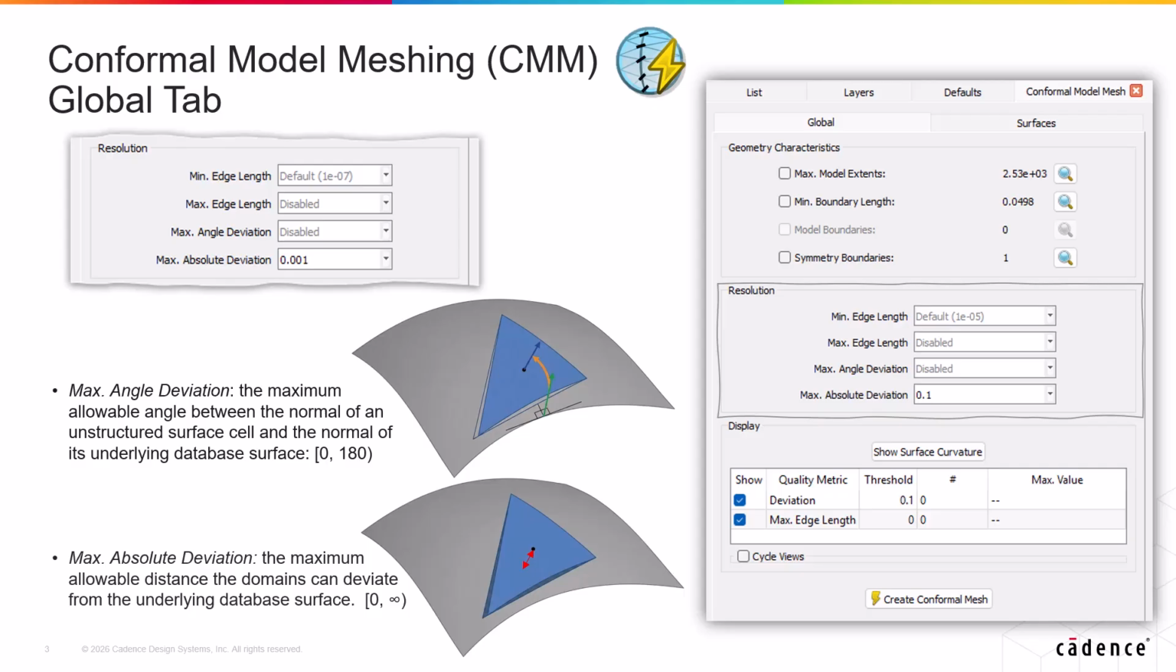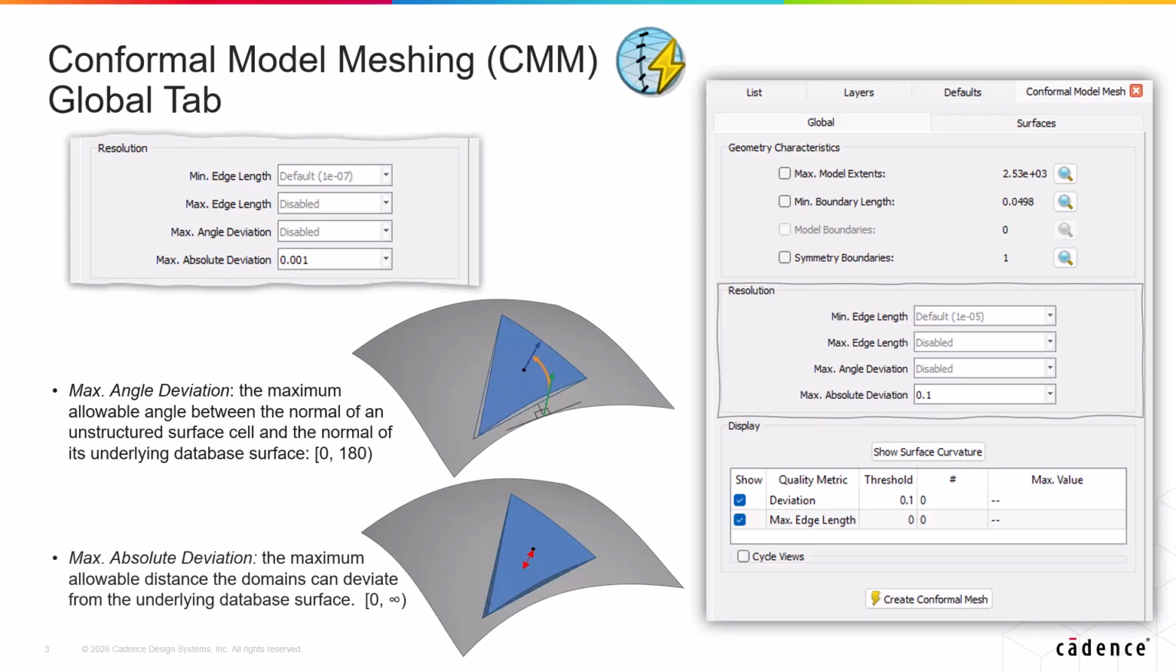The controls fall into two categories: sizing controls and geometric fidelity controls. Minimum and maximum edge length explicitly define the allowable size range of the mesh edges and ultimately control the resolution of the tessellation. The two other important controls are max angle deviation and max absolute deviation. Max angle deviation limits the allowable angle between the normal of the surface cell and the normal of the underlying CAD surface. Max absolute deviation limits the allowable distance between the tessellated surface and the underlying CAD geometry.